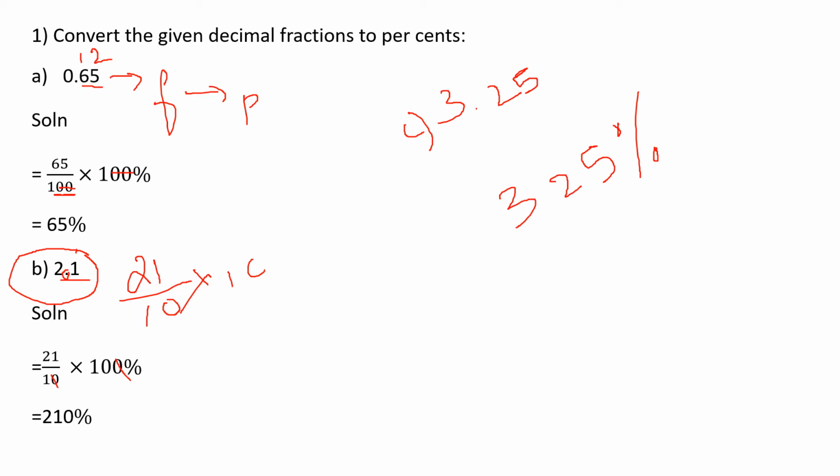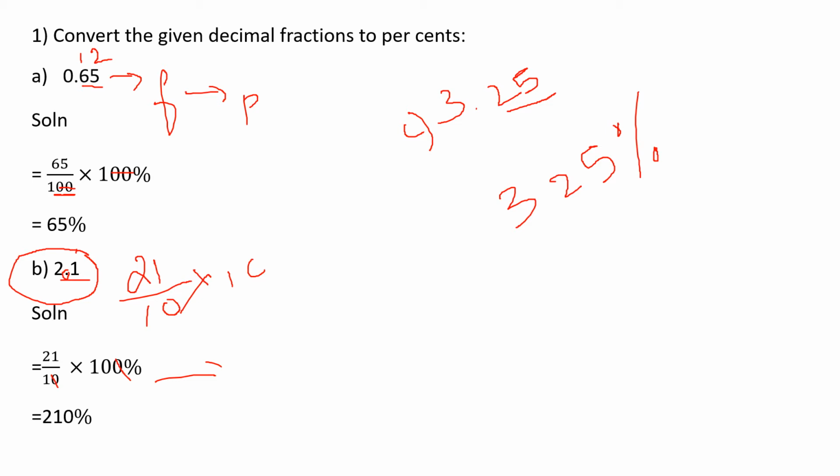Here, after the decimal point, how many digits are there? Two. So we will be dividing by 100. 325 divided by 100 into 100 percent. Like this we will be writing. And this 100 and 100 will get cancelled and we will get 325. Okay. It's very easy, right, children?